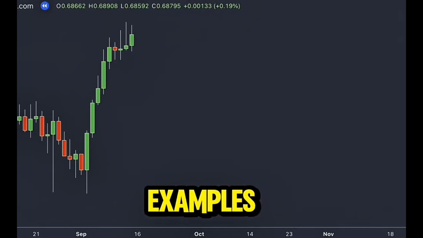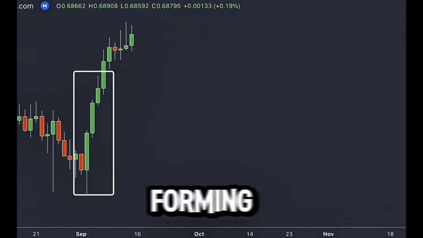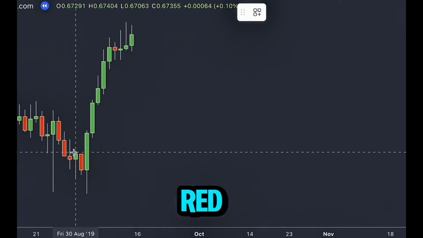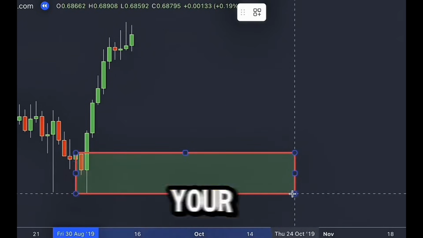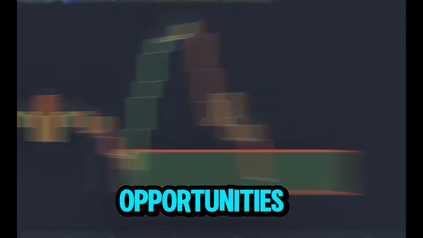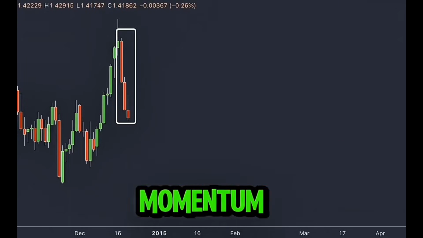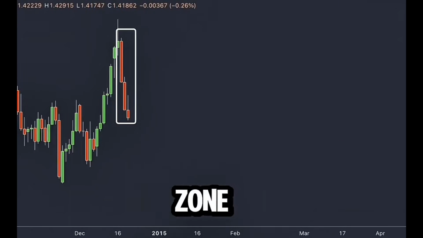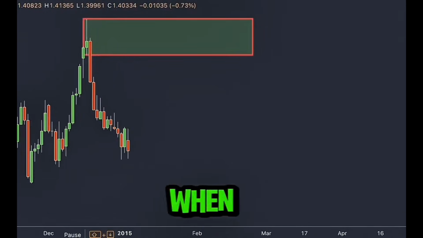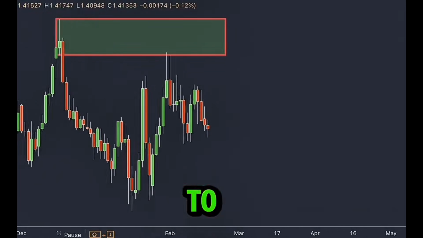Let's go through some examples. Imagine you see 3 strong green candles forming in a row, signaling a demand zone. To find where this buying pressure started, look at the previous red candle. Draw a box around this candle to create your demand zone. Now, when the price returns to this zone, that's when you start looking for buying opportunities. On the flip side, if you see 3 red momentum candles, this indicates a supply zone. You would then find the last green candle before the drop, draw your box, and create your supply zone. When the price revisits this zone, look for signals to enter a sell trade.